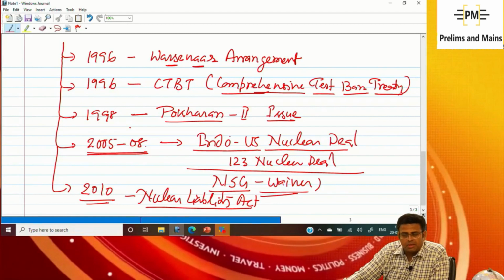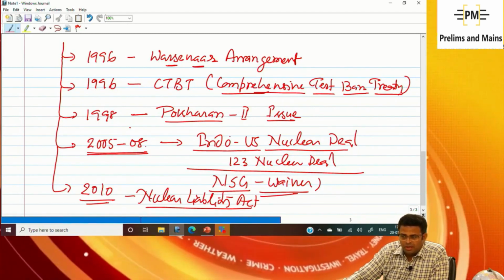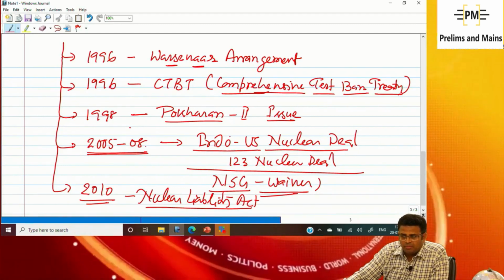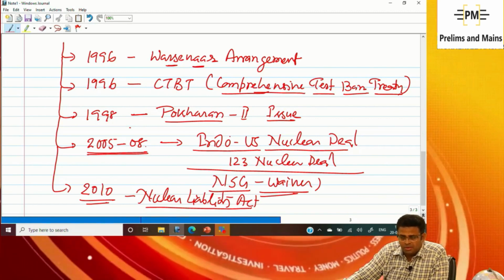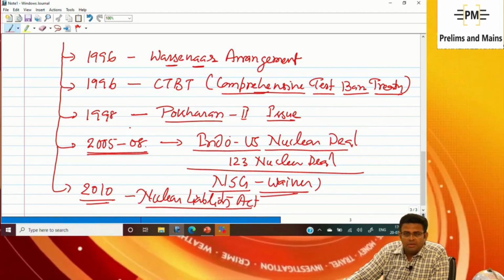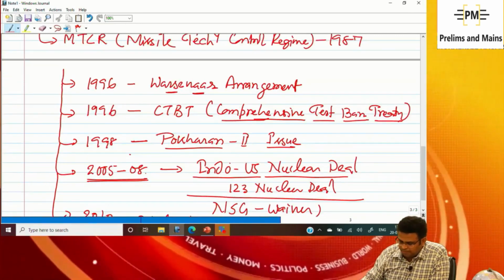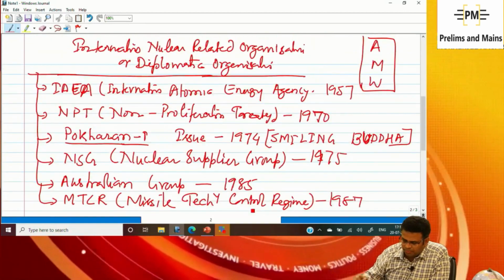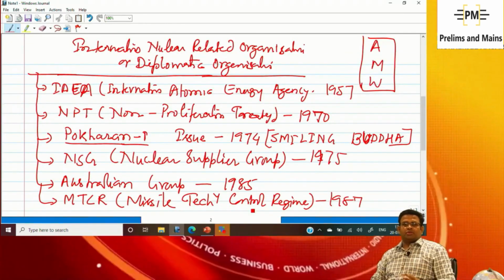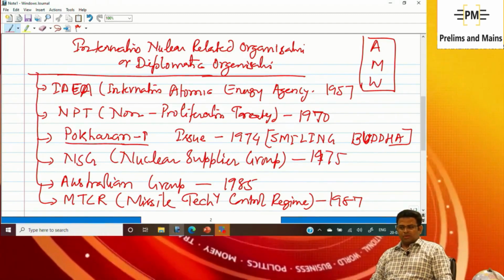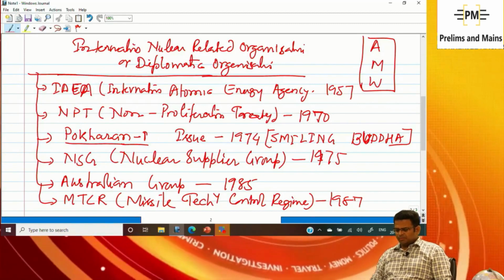After the Pokhran test, the world community said that India is one of the growing nuclear powers and it is not good for the world. Just the next year, 1975, the Nuclear Suppliers Group was formed. And then in 1985 came the Australia Group.